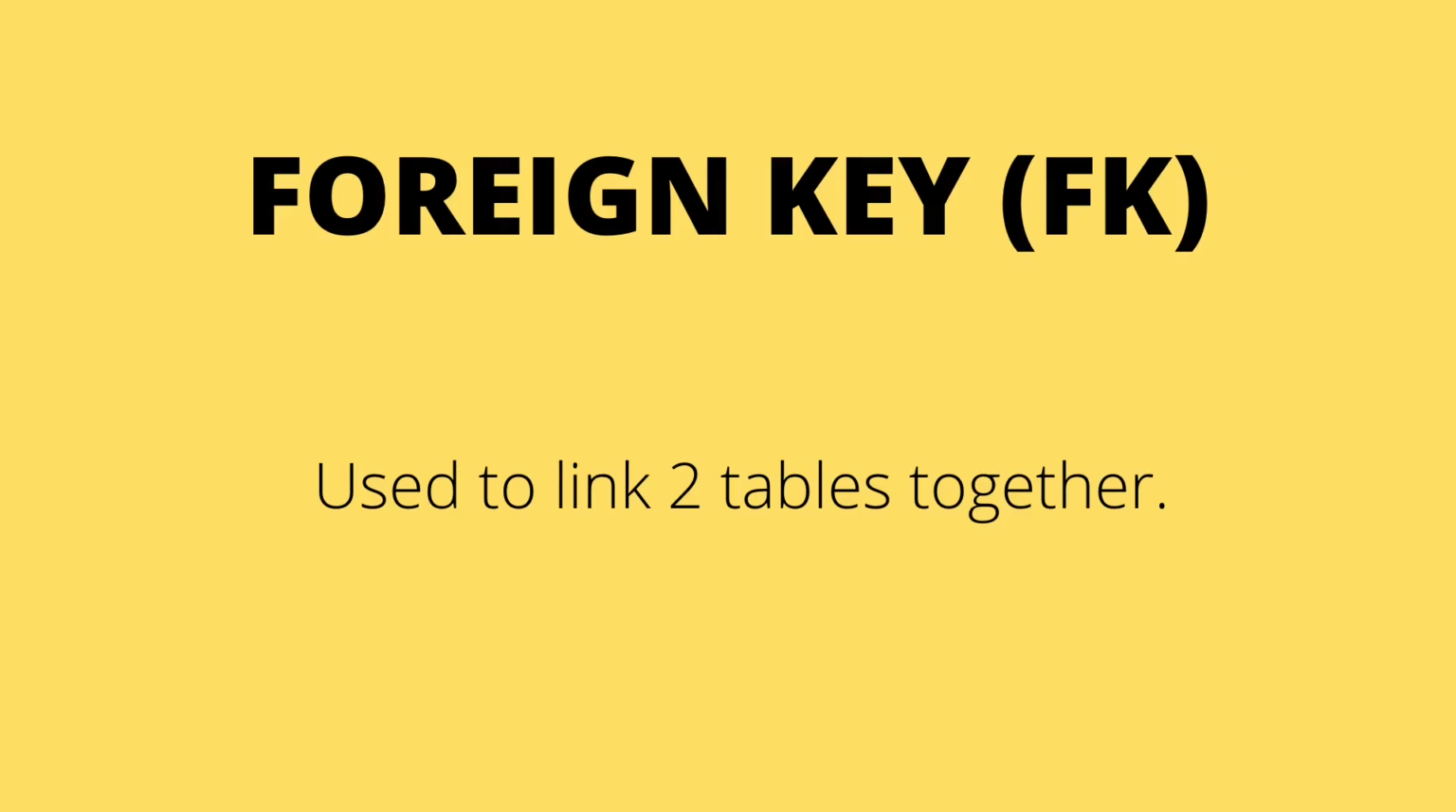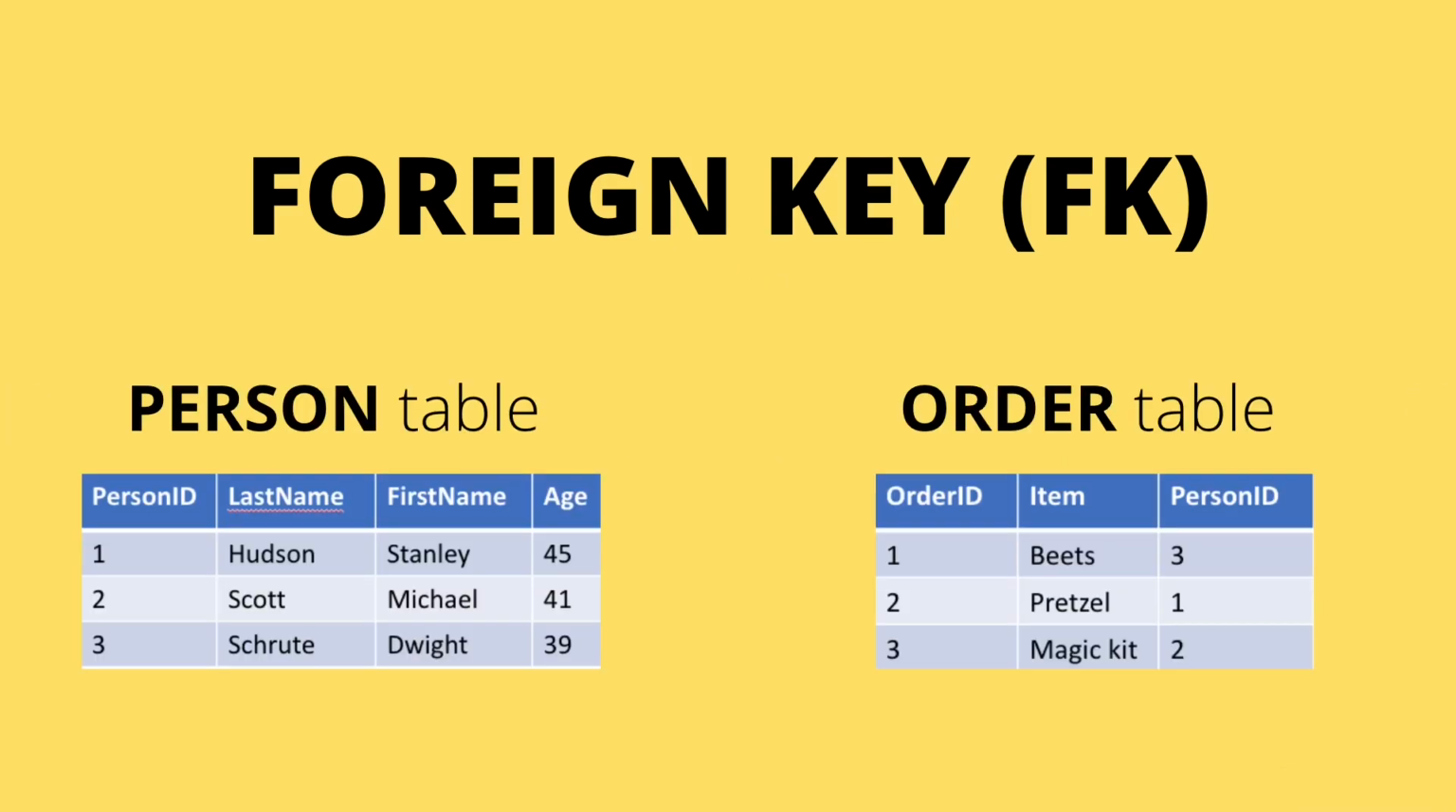So next up, we have foreign key, which we use the abbreviation FK. The purpose of a foreign key is to link two tables together. So how do we actually do it? In this example, we have the person table and the order table. In the person table, we have the person ID, the last name, the first name, and the age. For the order table, we have the order ID, item, and person ID. For the person table, the person ID is the primary key. For the order table, the order ID is the primary key.